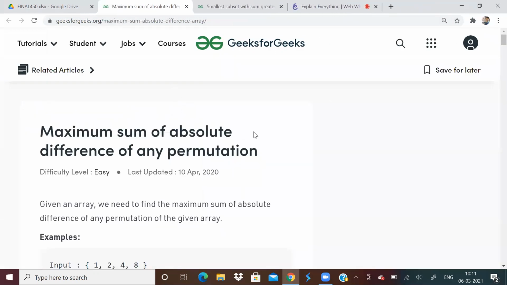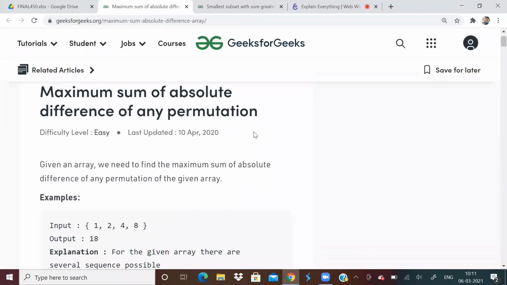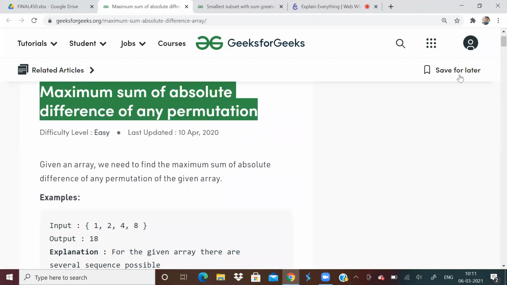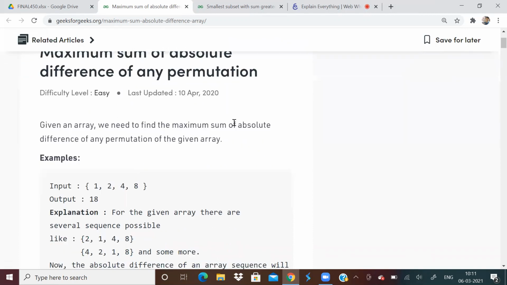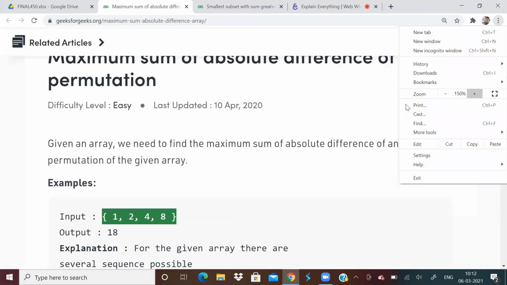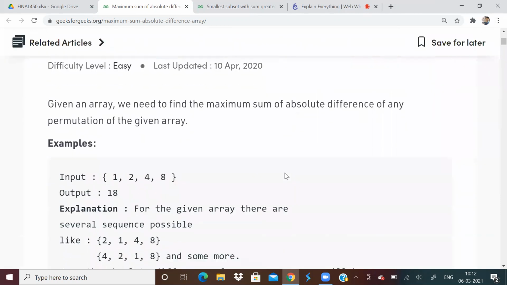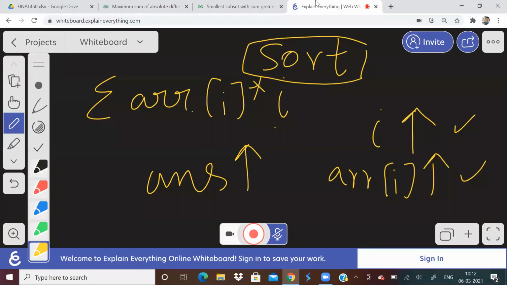Let us see another problem. Maximum sum of absolute difference of any permutation. We will be given an array and we need to find the maximum sum of absolute difference of a permutation of the given array. So let us take this example. I hope it's visible for everyone. Let us take this example, okay? 1, 2, 4, 8.